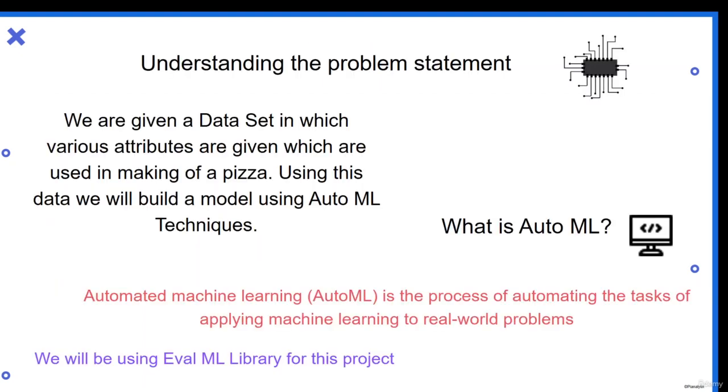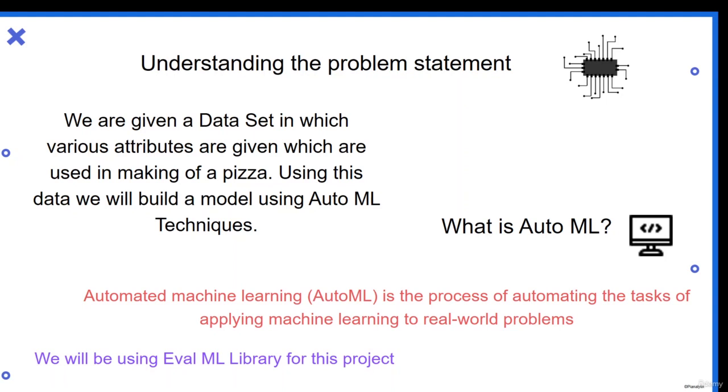Understanding the problem statement: we are given a data set in which various attributes used in the making of a pizza are given, right? Like I told you earlier, whether the pizza has tomatoes, if it has extra cheese, the number of toppings, the diameter of the pizza. These are all important and crucial parameters required for the pricing of a pizza. Then we'll use this data to build a model using machine learning techniques and automated machine learning techniques.